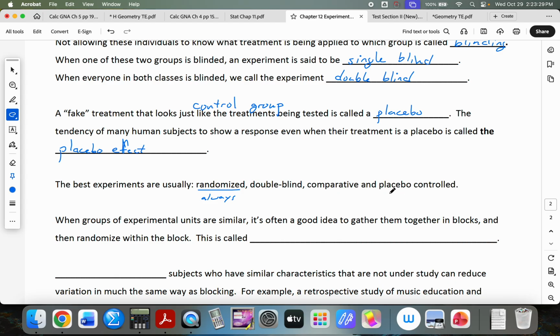And also placebo controlled. So comparative is possible, you're just giving them different levels. I gave them 1,000 milligrams of vitamin C as opposed to 500 milligrams of vitamin C.